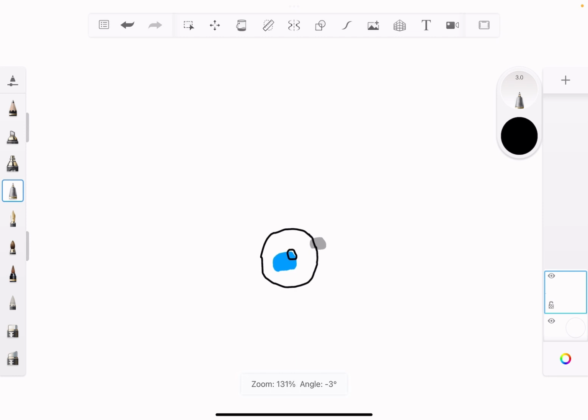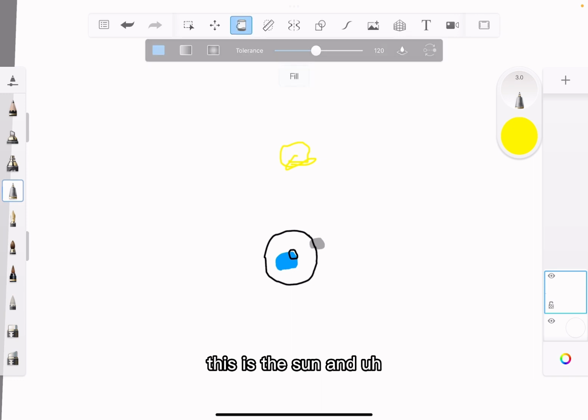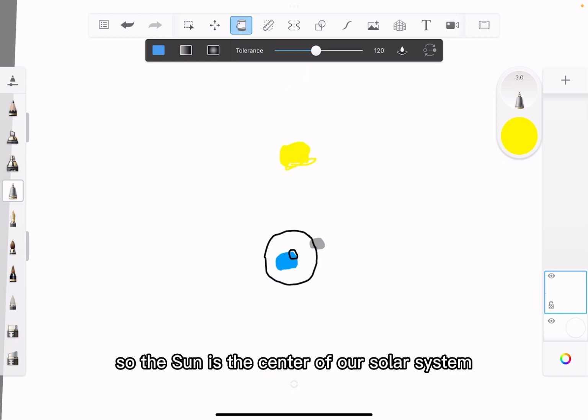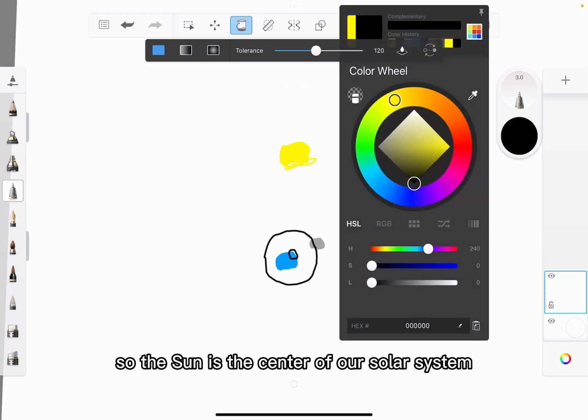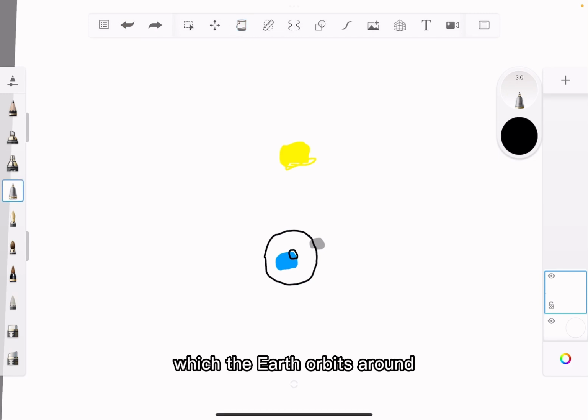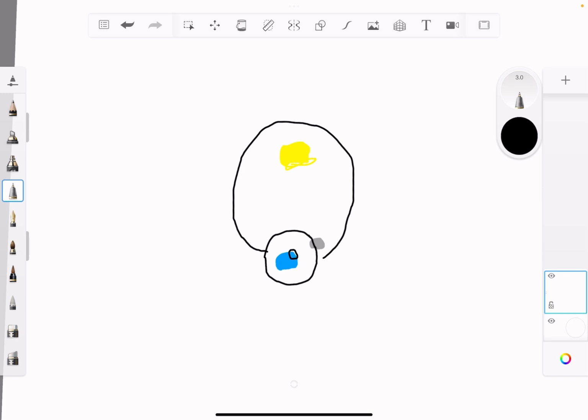So, if we move outwards, we can see the sun right here. This is the sun, and so the sun is the center of our solar system, which the Earth orbits around. Not like this at all, but it's just... So the Earth orbits around the sun.